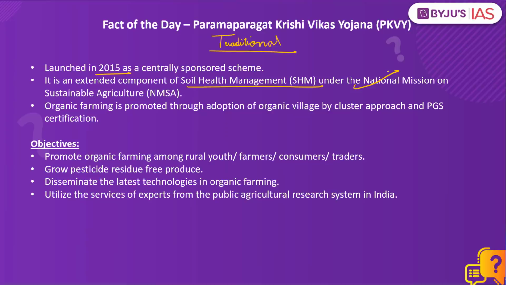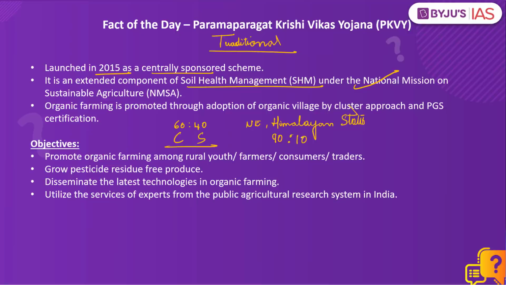So how is this scheme funded? It is a centrally sponsored scheme and the funding pattern is in the ratio of 60:40 by the central and state governments respectively. In the case of northeastern states as well as the Himalayan states, the central assistance is provided in the ratio of 90:10.